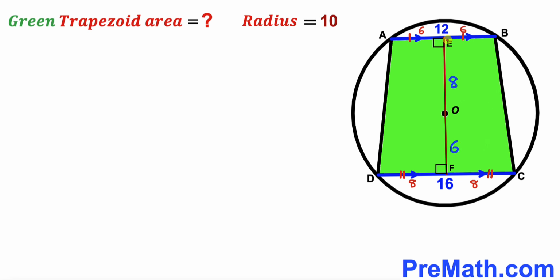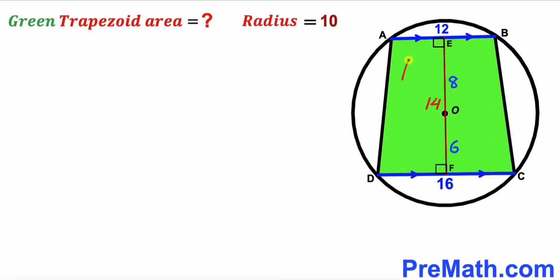So the whole height EF of this green trapezoid is going to be the sum of these two individual segment lengths, 8 and 6. If we add them, that's going to give us 14 units. And here's our final step.